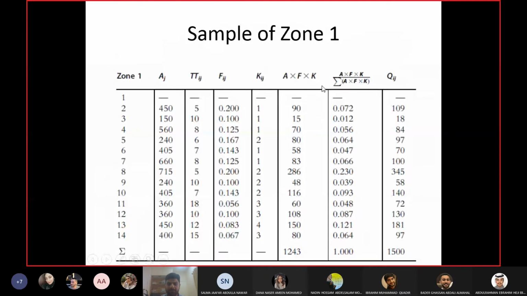Okay, so we have this table here. Now these values are correct. All of these values are correct. The only problem is in the QI value.